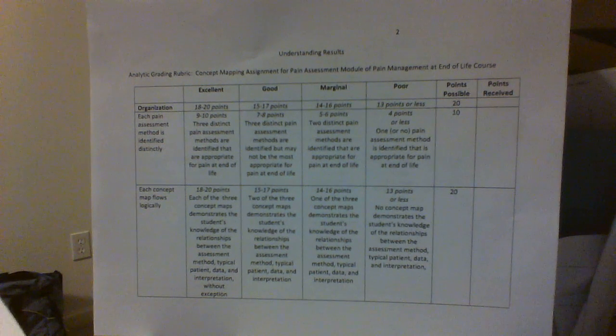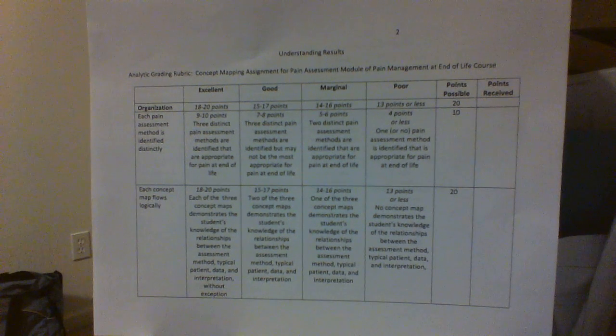The analytic rubric you see on the screen is used to evaluate the student's knowledge and clinical judgment regarding pain assessment methods for pain management at end of life. Utilizing a rubric for the concept map assignment ensures consistency in grading. Concept maps are used to guide the development of clinical judgment skills. Organization is the first category examined in the analytic rubric.